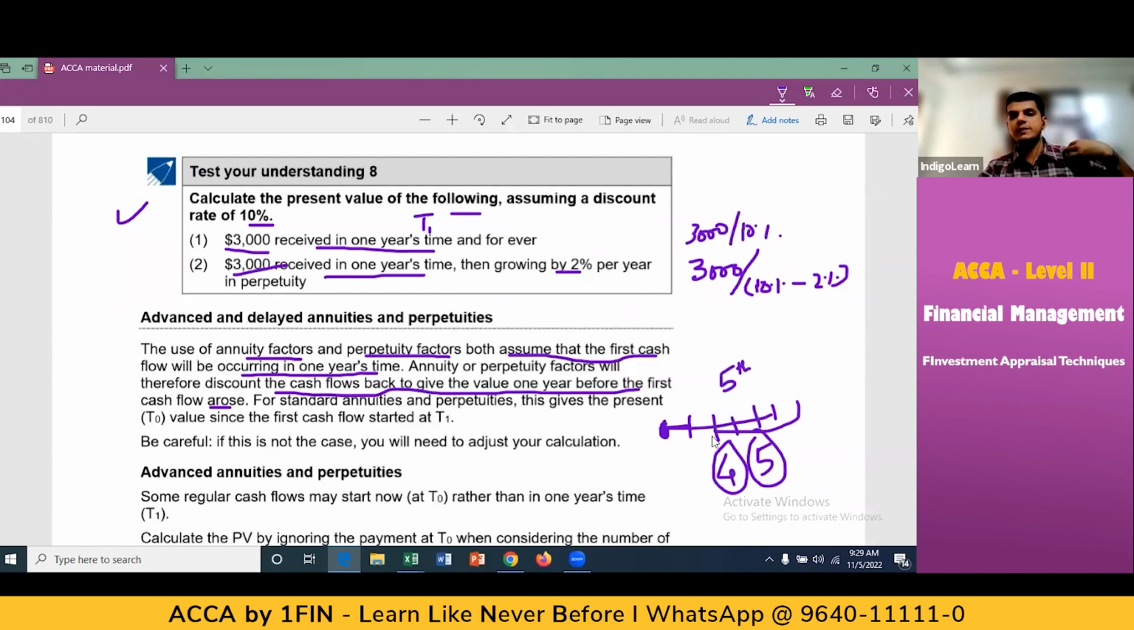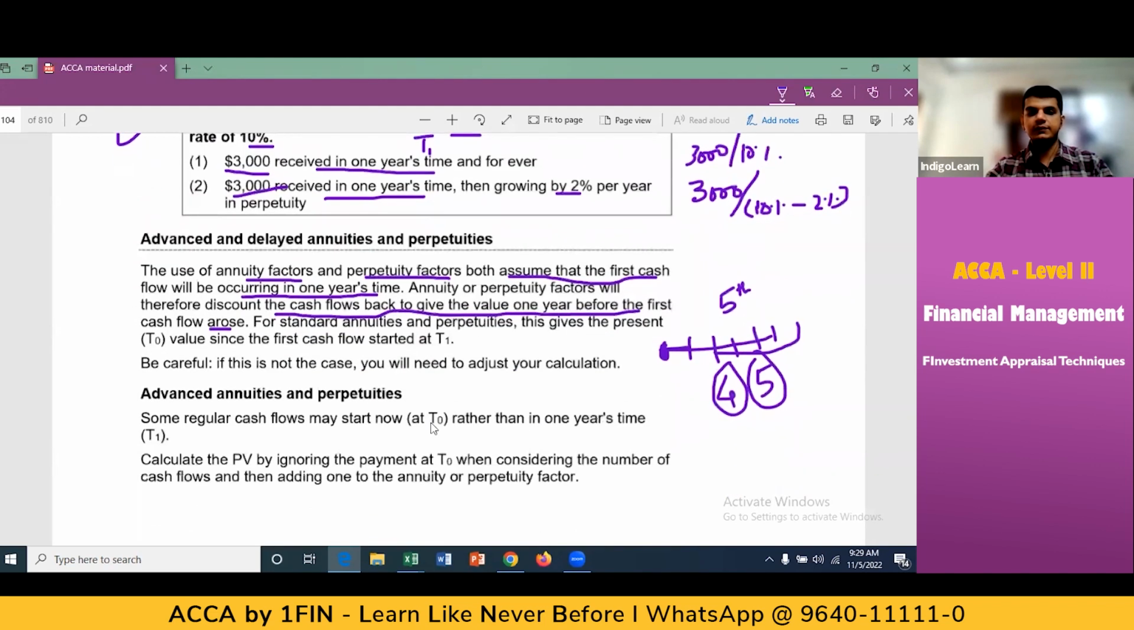But if you ask me, sir, I want the value at year 0, then I have to discount it back for 4 years to get the value for year 0. I'll just show you with an example. Don't worry. This is a bit confusing, but we'll just see it.